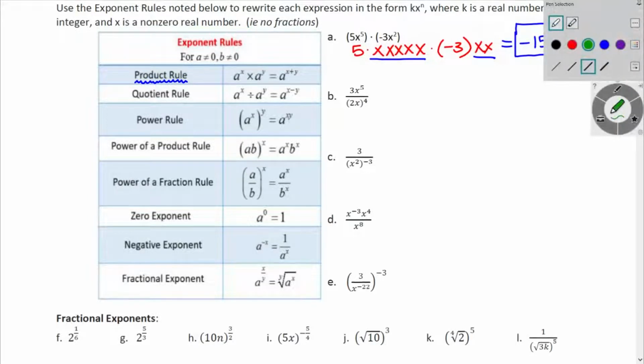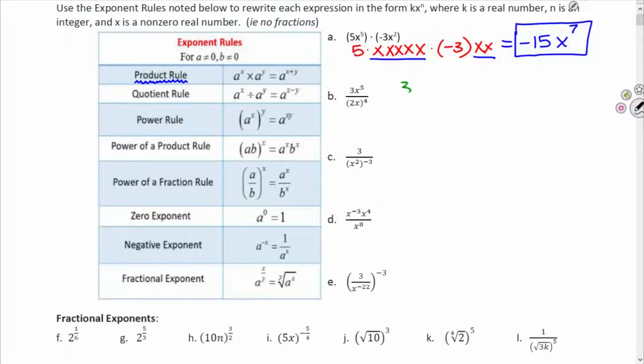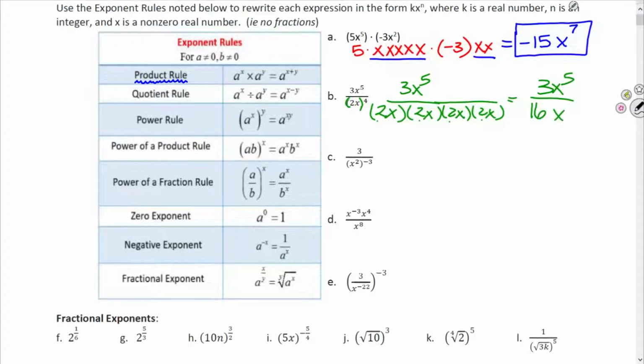All right, in letter B, we have 3x to the fifth over (2x) to the fourth. Now notice we have 2x in the parentheses, and so the thing being raised to the fourth power is not just the x, it's the whole 2x. So I have 2x times 2x times 2x times 2x. So I have 2 times 2 times 2 times 2, and 2 times 2 is 4, times 2 is 8, times 2 is 16, so I get 16. And then I have 4 x's, so it's x to the fourth power.